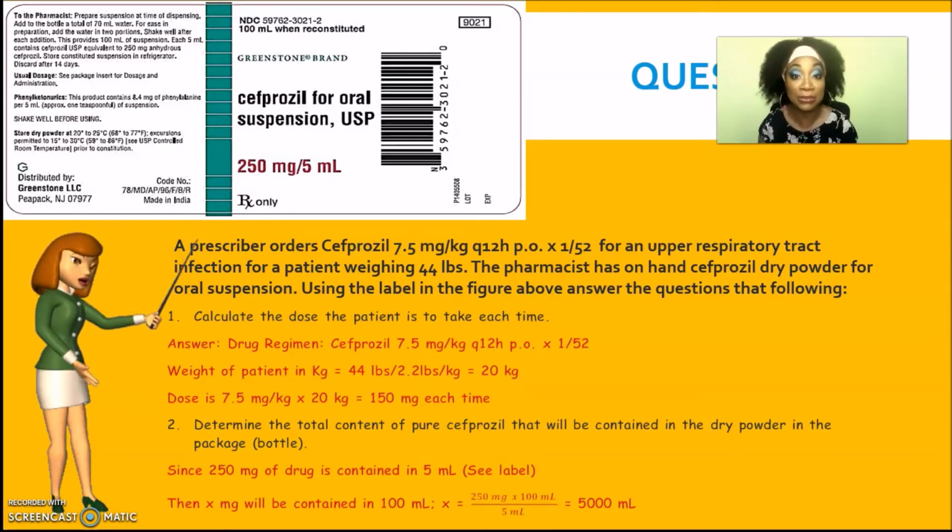Even though you have not yet mixed it, the information is given to you. So, if 250 milligrams of the drug is contained every 5 mils, according to what the label is saying, and because we know that once we reconstitute, we're going to get a final volume of 100 mils, then we can determine the amount of drug in that final volume of 100 mils. And we got 5,000 milligrams, right?